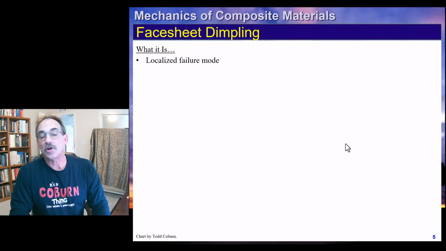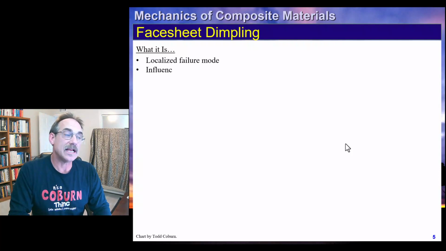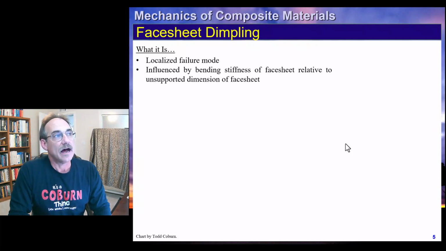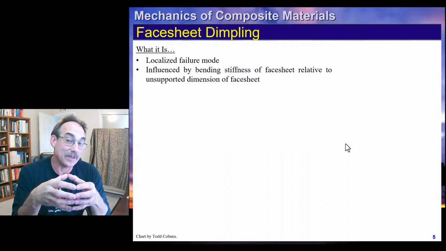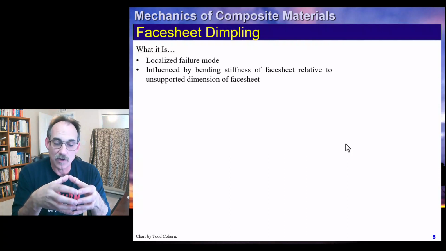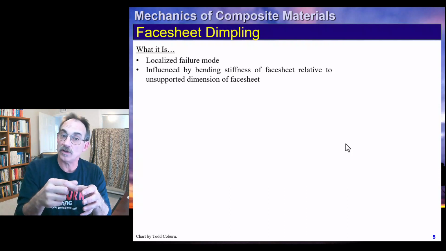The next failure mode is called face sheet dimpling. It's also a compressive failure mode. It's also a localized failure mode. This failure mode only occurs when we have honeycomb-like structures where we have support of the face sheet, but it's not completely continuous. So honeycomb has voids. So we have cell sizes, and that means the face sheet is unsupported over some small distance.